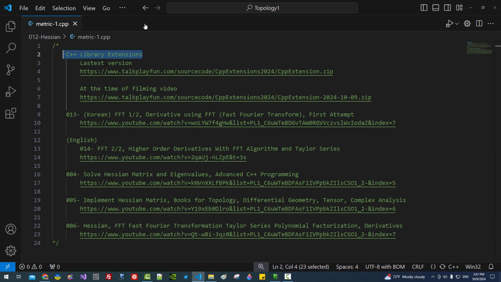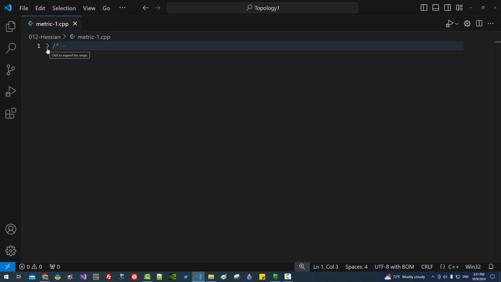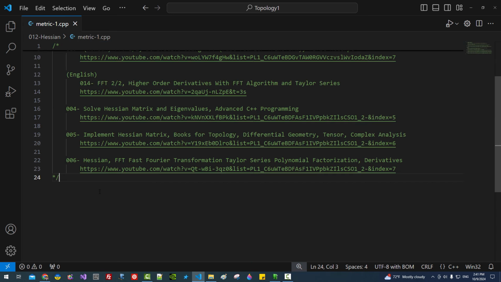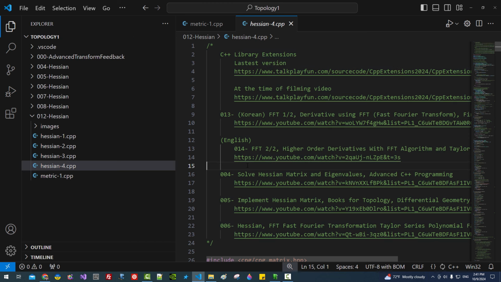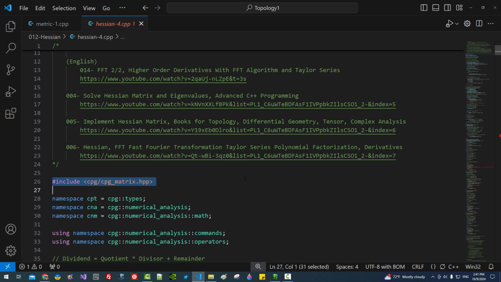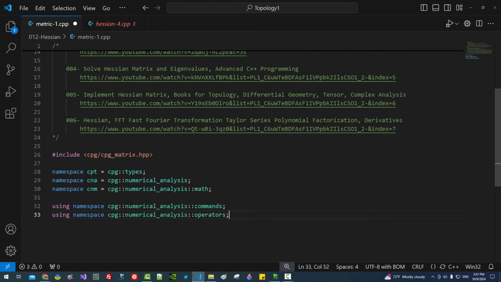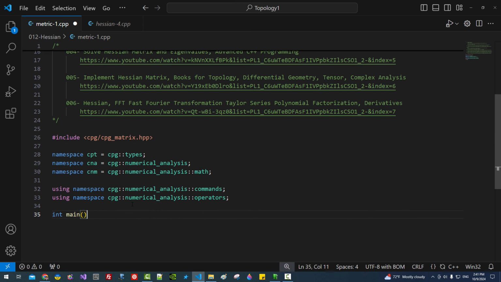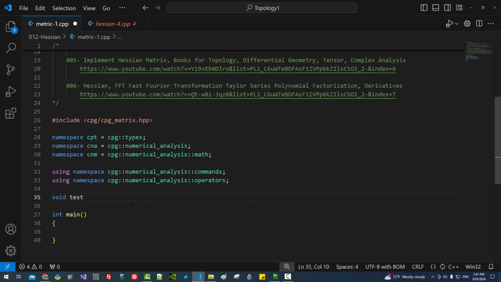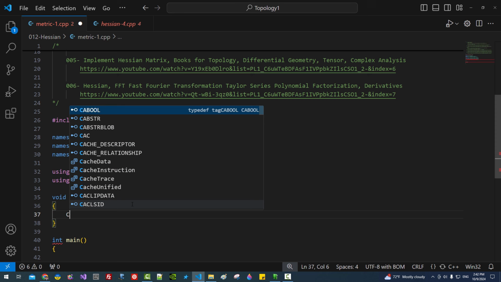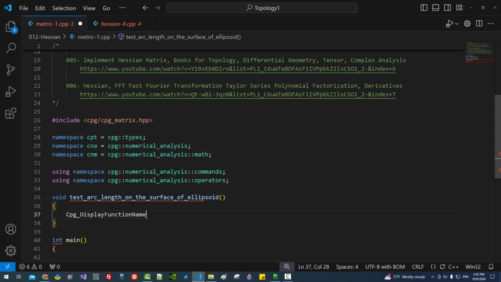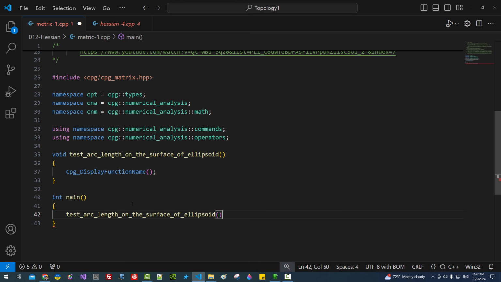Now we can close this file. I will fold it up. Oh my goodness, this is empty. Then open it up, Ctrl B, copy from here, copy these, then paste it here. Int main, say void test arc length on the surface of ellipsoid. Display the function name, copy the function name, then paste it here.